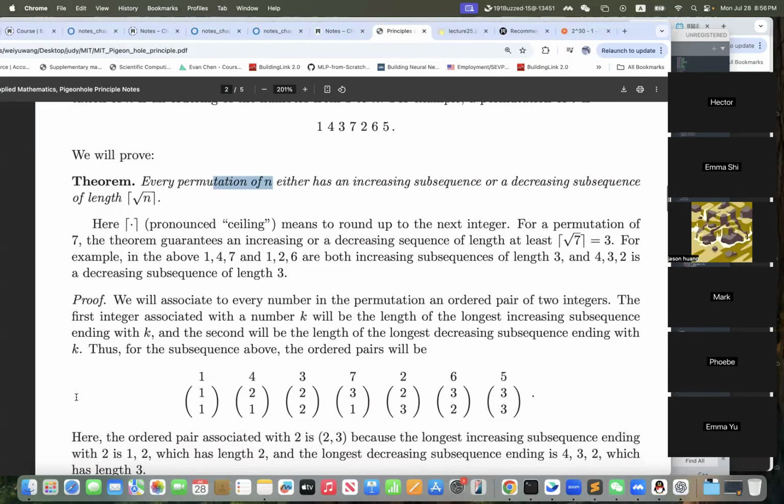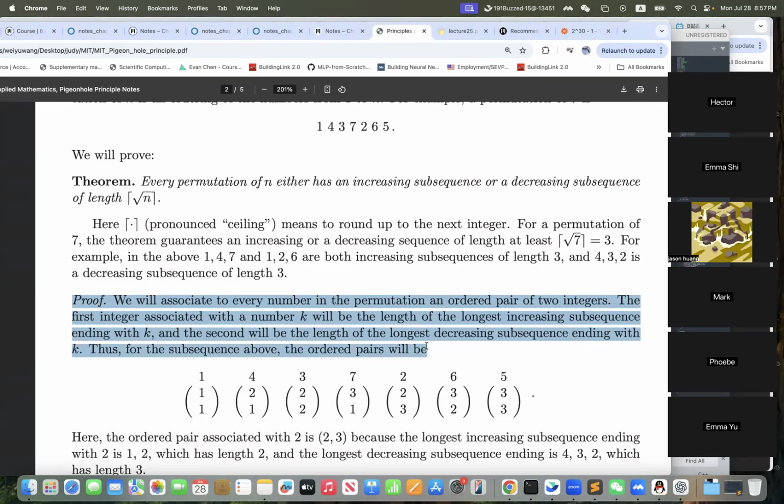Okay, so let's read the proof directly. The proof is quite clever. It first creates something. Maybe Jason, can you read this paragraph? So just read the words here.